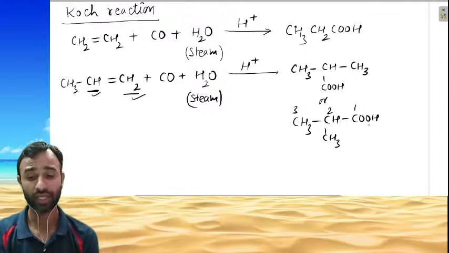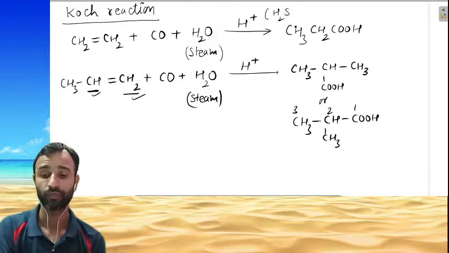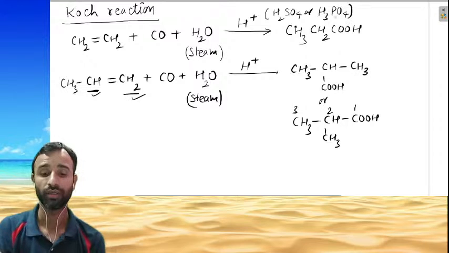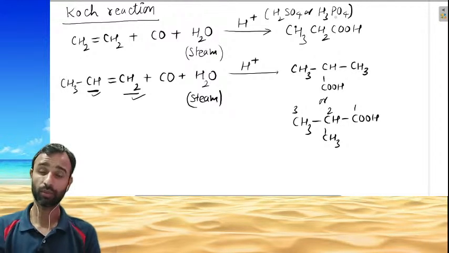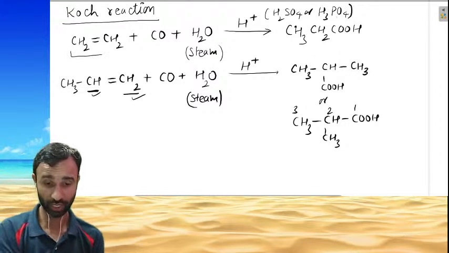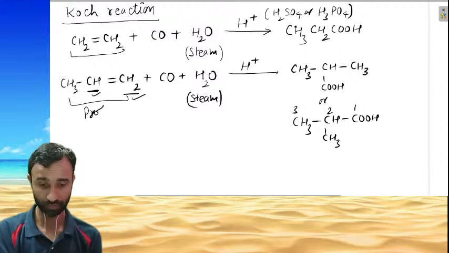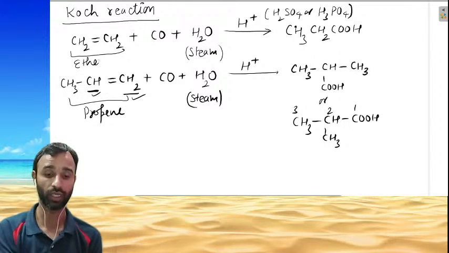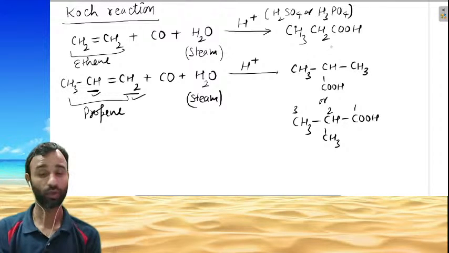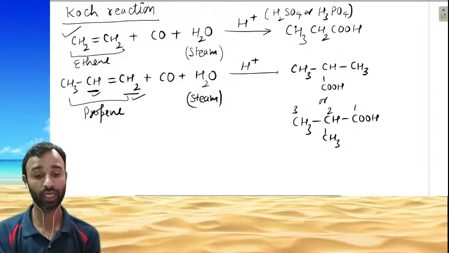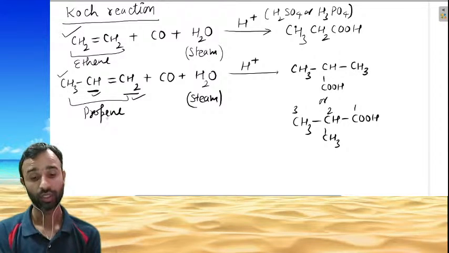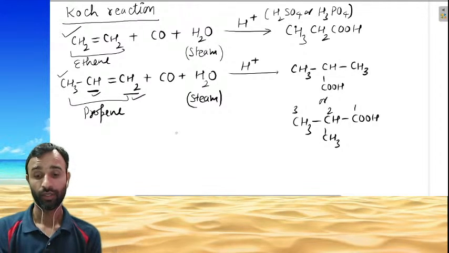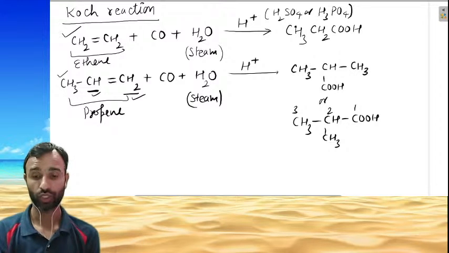This mineral acid is either H2SO4 or phosphoric acid under pressure, because you know steam and carbon monoxide is passed through alkene under pressure, propene or ethene. So ethene is converted into propanoic acid because it is symmetrical, but in this case when it is unsymmetrical alkene, COOH is attached to CH site. Done? Okay, so this is called Koch reaction.